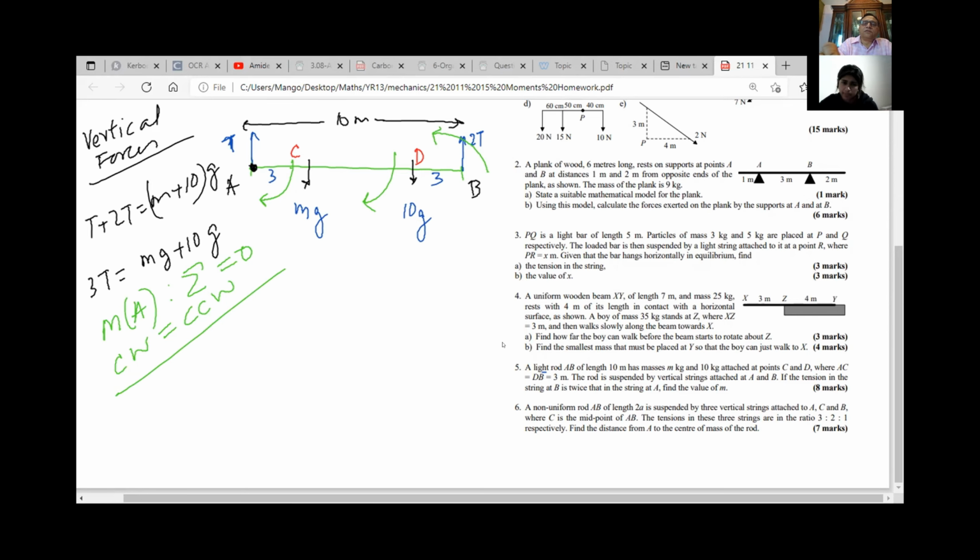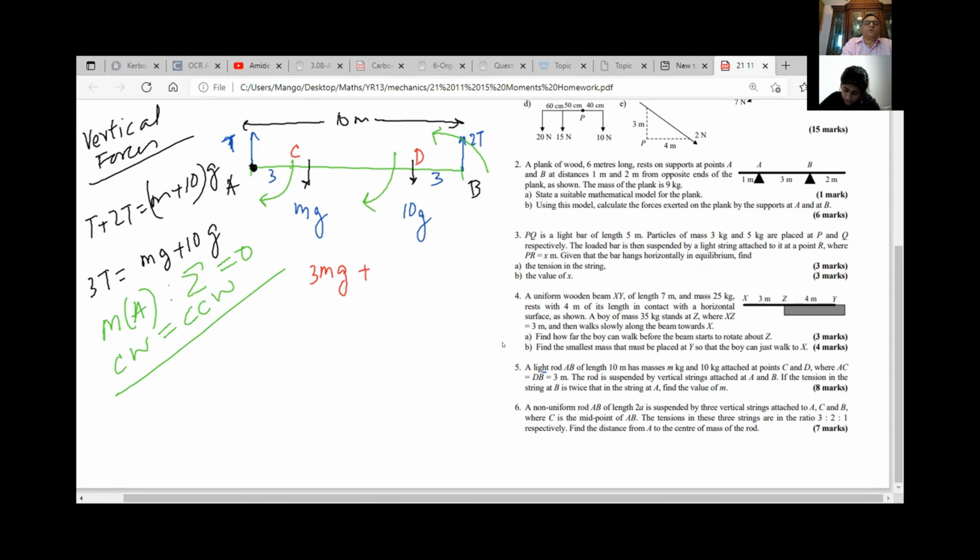So let's do clockwise equals counterclockwise and work it out. The clockwise moment is because of mg, which is 3 units away from A. So it is 3 mg, right? And then we have 10g, which is how many units? The total length is 10 units.